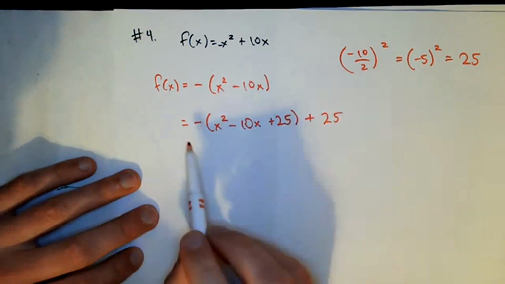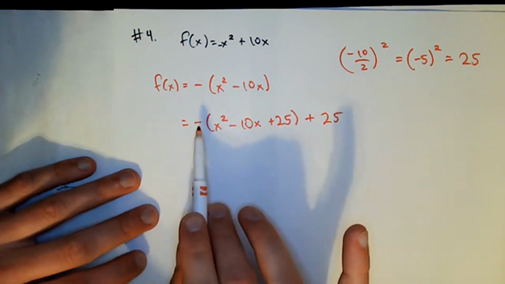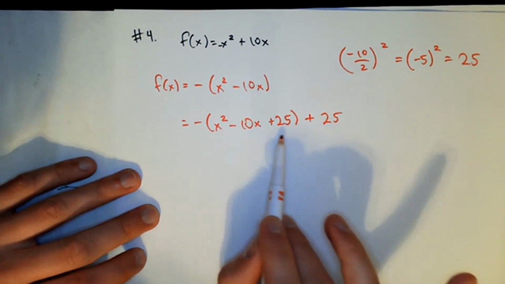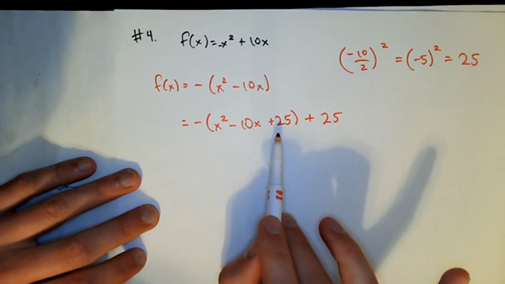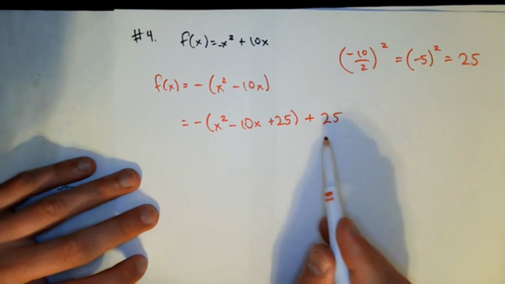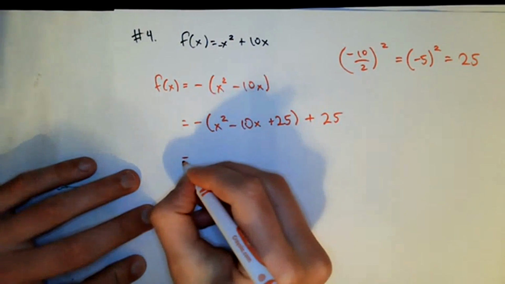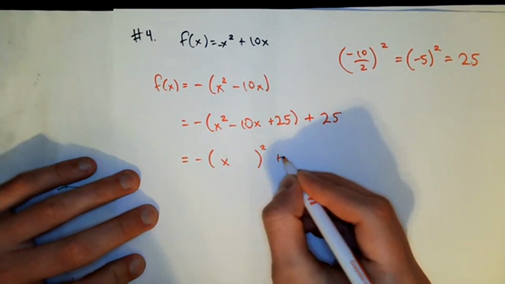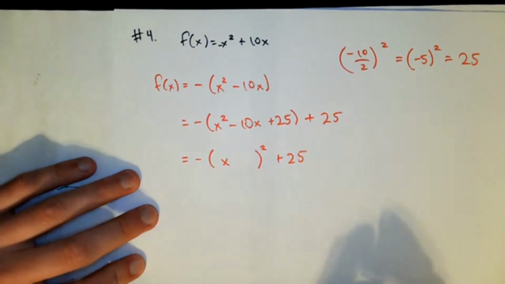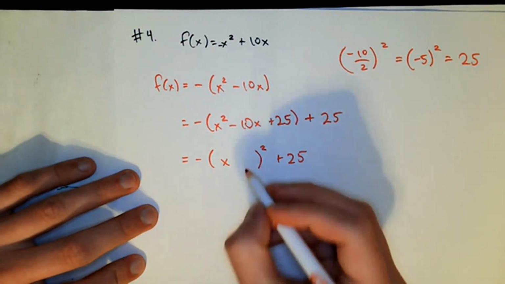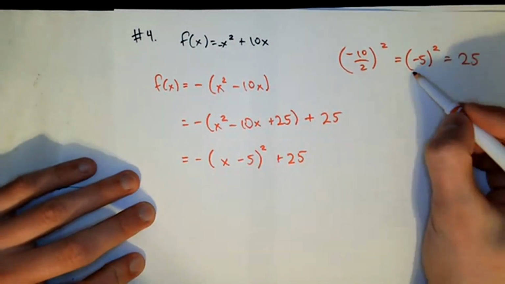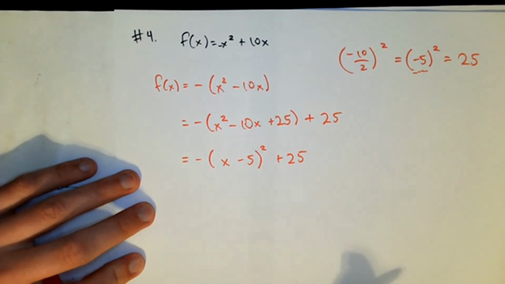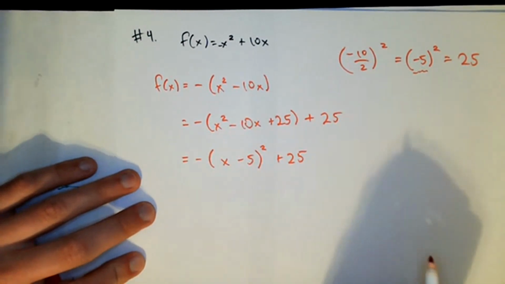Okay, so why is it plus 25? Well, because this negative makes this 25 a negative 25. So how do I bring balance to the equation? I add 25. Okay, now I factor this thing. It should be x squared, something like this, and it should be a minus 5 inside. I know from looking right there. Or I could just go factor this thing. Okay, that's it. It's in standard form.